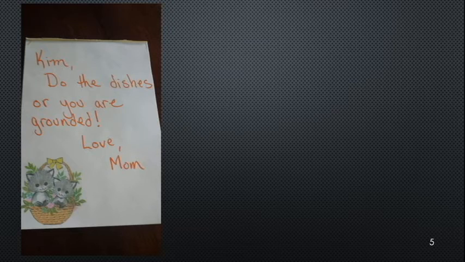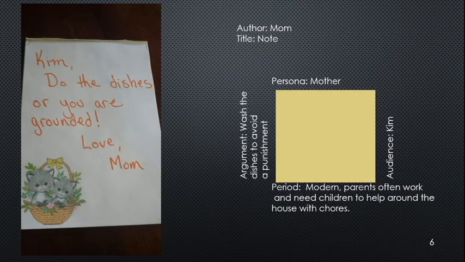Once you've paused it and made your AP square, we can continue on. So why don't we start by comparing your AP square to my AP square. On my AP square, I have the author listed as Mom, the title as Note. You'll notice there was no title, so I went ahead and gave it a title of my own. The persona is Mother. The audience is Kim. The period is modern. Parents often work and need children to help around the house with chores. And the argument was to wash the dishes to avoid a punishment.